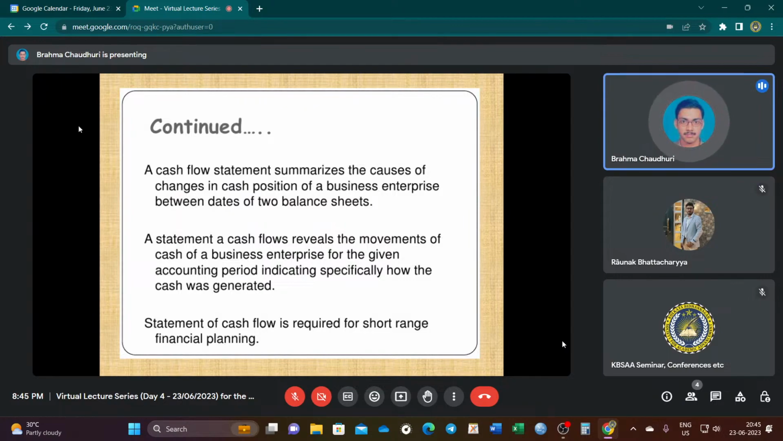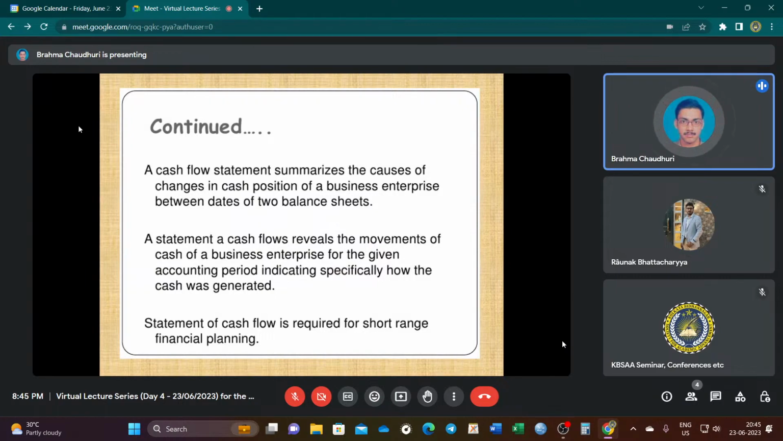So a statement of cash flow reveals the movements of cash of a business enterprise for the given accounting period, indicating specifically how the cash was generated. It is generally required for short range financial planning. That is a budget or a financial planning for 1 or 2 years or maximum of 5 years.